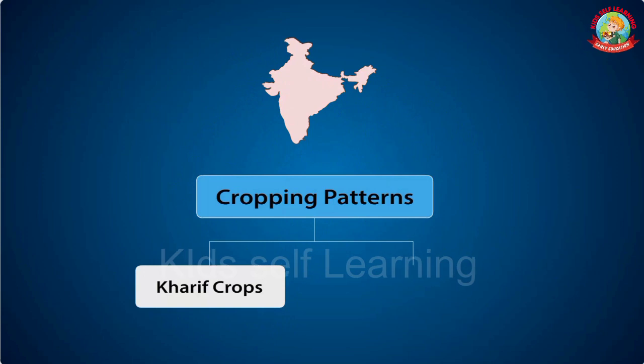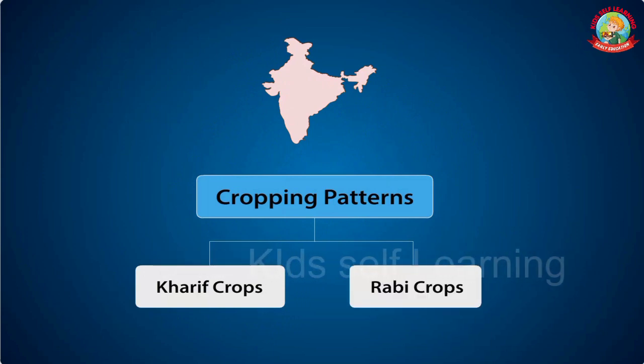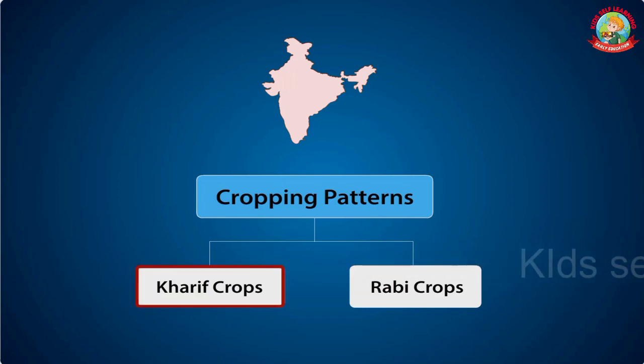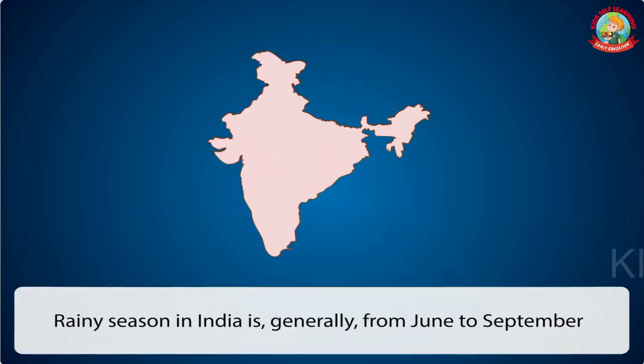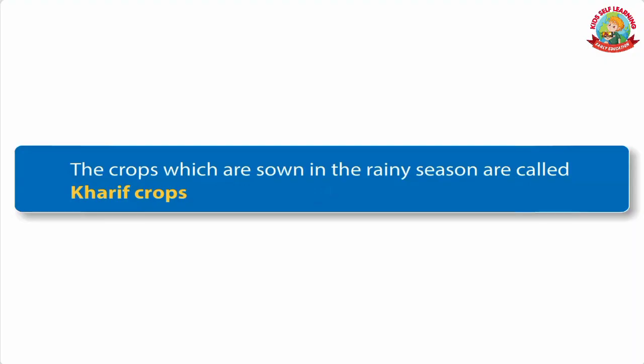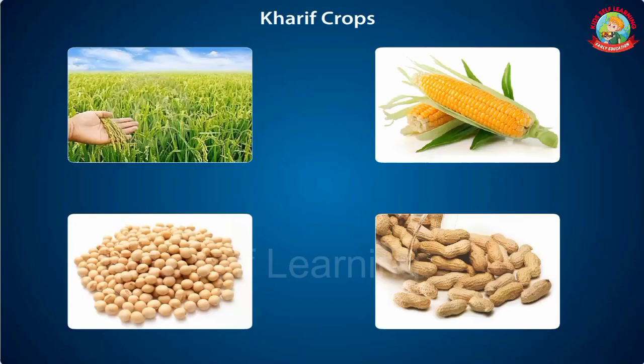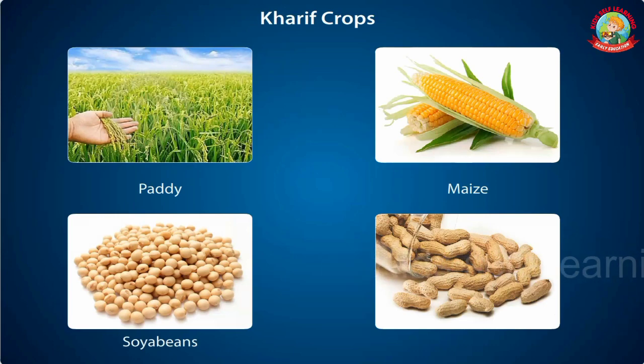They are Kharif crops, Rabi crops. We will discuss each one of them. Kharif crops. Rainy season in India is generally from June to September. The crops which are sown in the rainy season are called Kharif crops. Examples of Kharif crops are paddy, maize, soya beans, groundnut, etc.